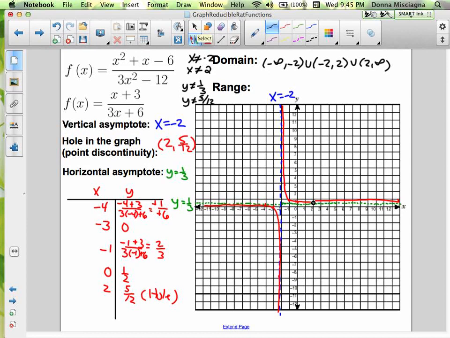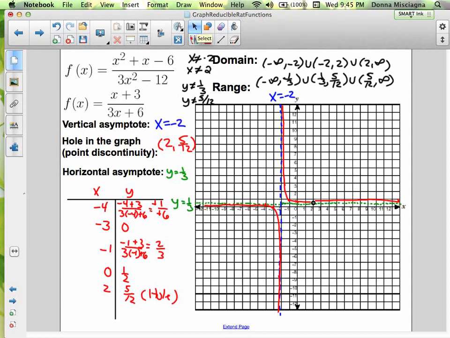For the range, we're not going to equal the horizontal asymptote, so y is not going to equal 1/3. And we also can't equal the y coordinate of the hole, so y can also not equal 5/12. 5/12 is almost a half, so that is more than 1/3. So the range will be -∞ to 1/3, 1/3 to 5/12, and 5/12 to infinity. So we're taking out the horizontal asymptote because we didn't cross it, and we're taking out the y coordinate of the hole. And there we go. That's all there was to graphing this one. If the numbers weren't so small, this one would have been really easy.